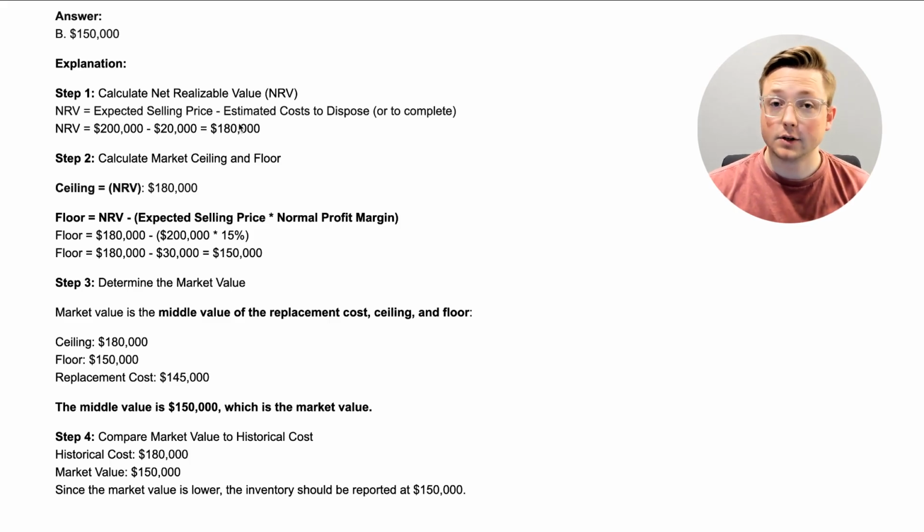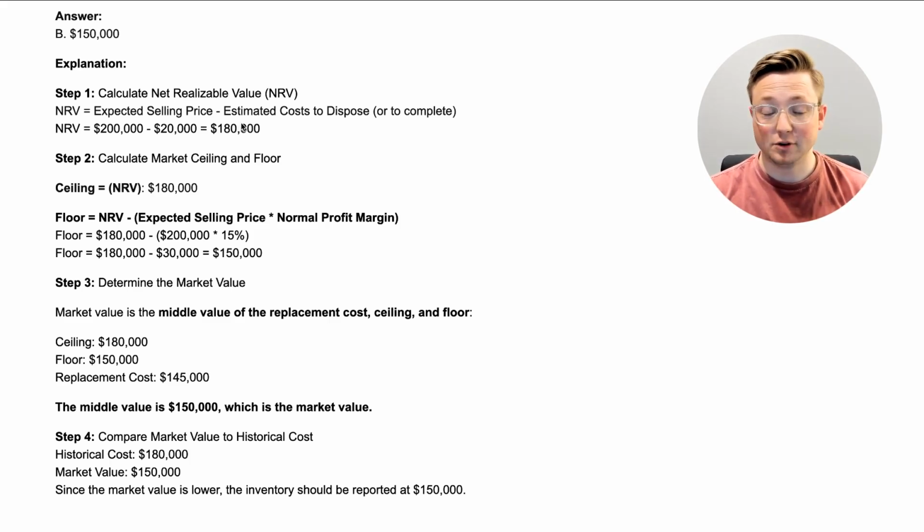So again, that's the first step. With lower of cost or net realizable value, that's it. You're pretty much done. You just have to compare that to the historical cost. But with lower of cost or market, there's a lot more to it. So now that we've calculated the net realizable value, we can go to step 2. We need to calculate the market ceiling and the floor. The ceiling is really easy because we just calculated it. The ceiling is the net realizable value. So the ceiling is $180,000 here.